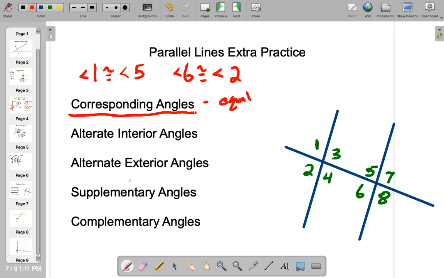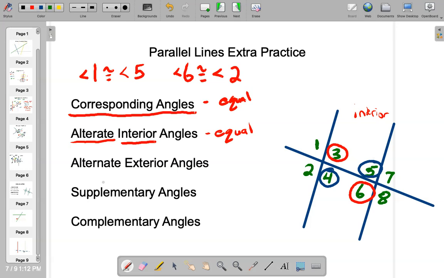Now, alternate interior angles, the word alternate means opposite, and the interior means inside. So this is the interior of our problem. So if I wanted the alternate interior angle of angle 3, that would be angle 6. And they also then will be equal to each other as well. If I wanted to do the alternate interior angle of angle 4, that would be angle 5. And they would have to be equal to each other.